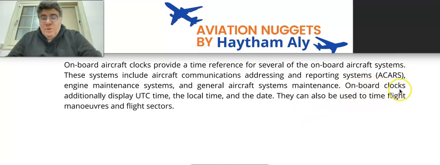Onboard clocks additionally may display UTC, Universal Coordinated Time, local time, and the date. They can also be used to time flight maneuvers and the flight sectors. The pilot may need the onboard clock to time flight maneuvers and flight sectors. Also, on the onboard clock, we may have a chronometer or chrono, like a stopwatch.